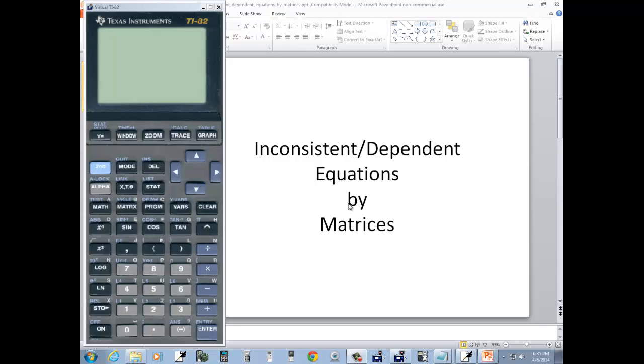Let's take a look at inconsistent and dependent equations by matrices on a TI-82 calculator.